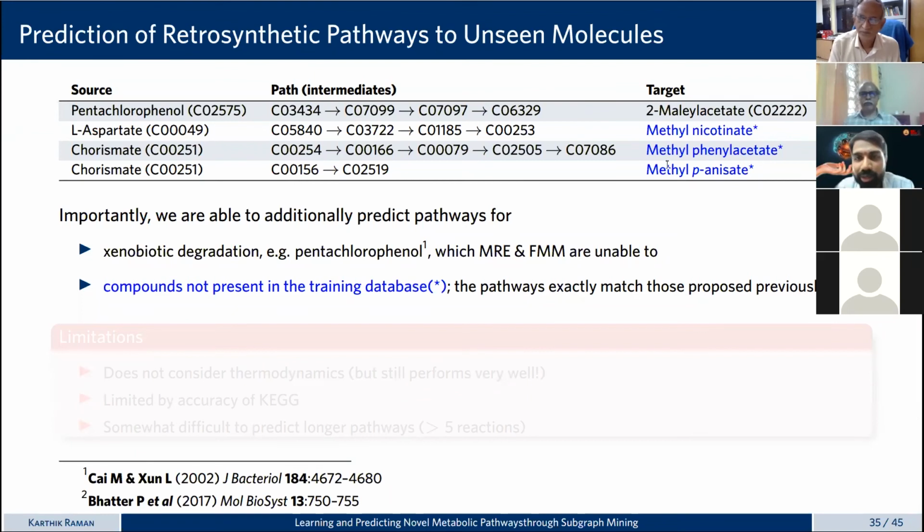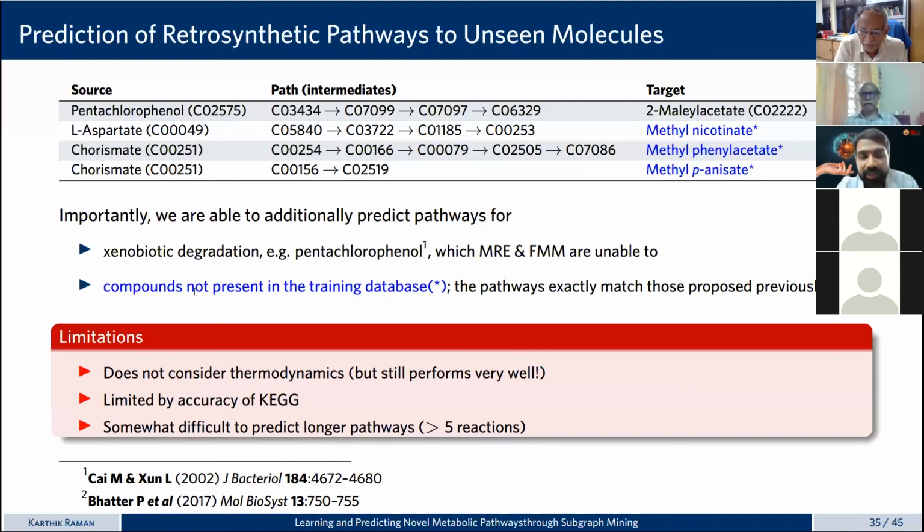These are three molecules that are implicated in tuberculosis. A very famous paper called The Breath of Tuberculosis. These are volatile organics that are present in TB patients. It is understood that they are synthesized by the TB pathogen, and we could actually predict pathways for how these molecules must be produced inside the TB pathogen. And these compounds are not present in any of our training databases. We don't know any reaction to methyl nicotinate in current metabolic network databases.